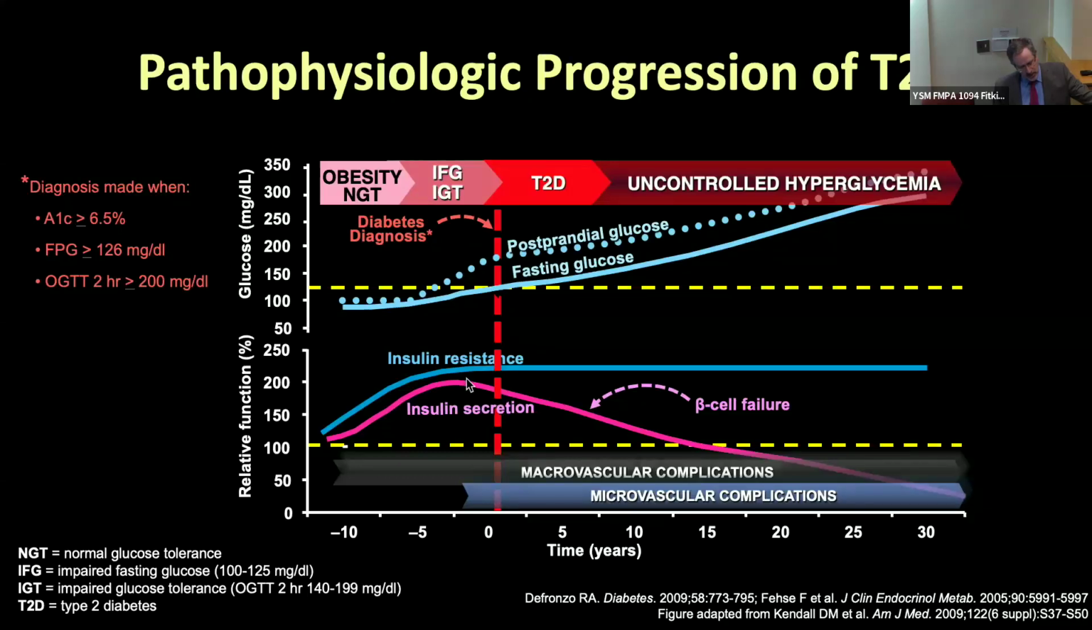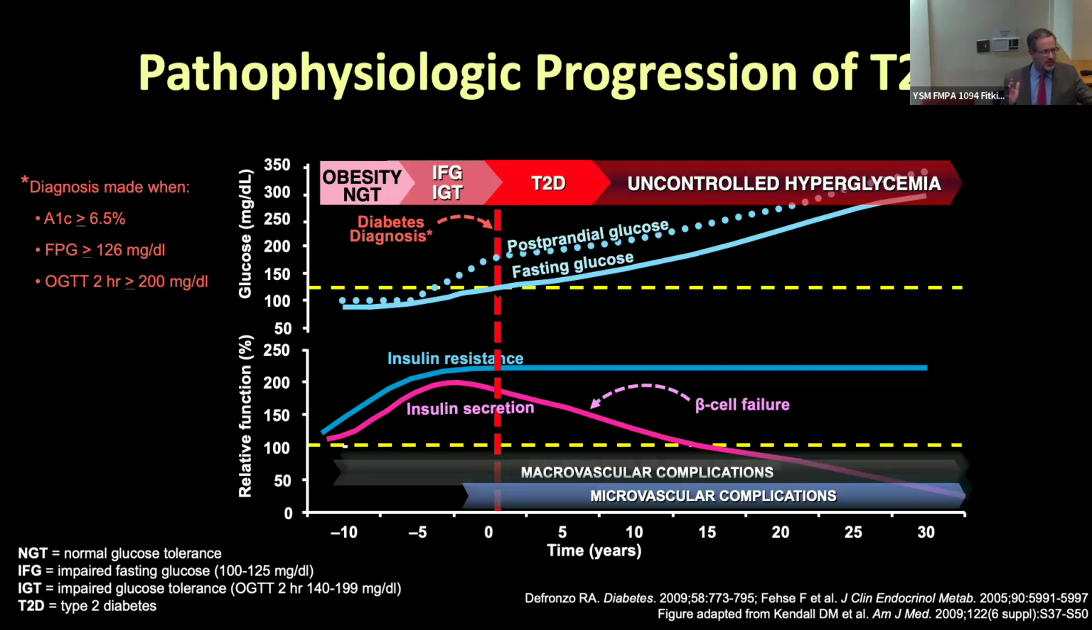And here's where you begin to see this disconnect between the amount of insulin that can be secreted and the amount of insulin that is required. And that translates to initially an increase in the postprandial glucose and ultimately an increase in fasting glucose. And once the glucose gets high enough, and we define this as a plasma glucose concentration fasting of 126 milligrams per deciliter or higher, or the hemoglobin A1C reaches 6.5% or higher, we call that type 2 diabetes.